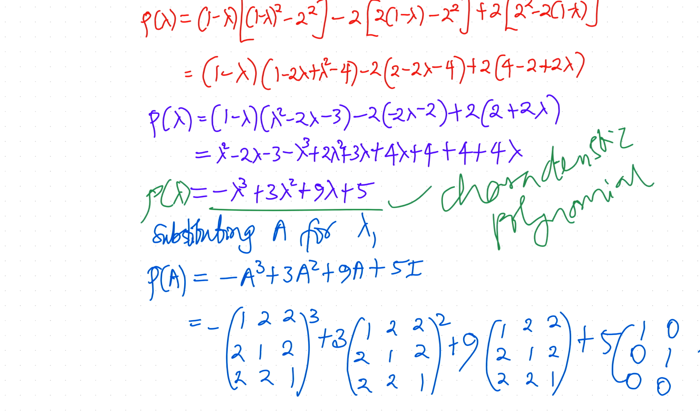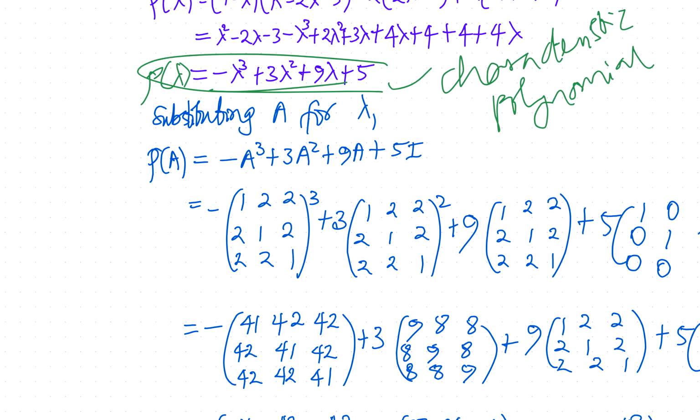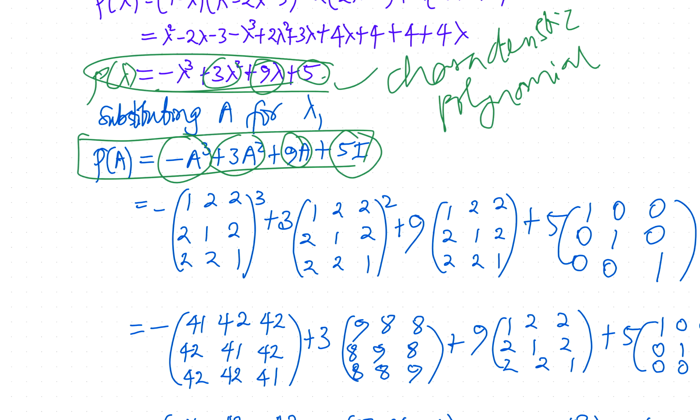So we know that to prove the Cayley-Hamilton theorem, we substitute A for lambda in the characteristic polynomial. So if rho of lambda is this, then rho of A is going to be this: minus lambda cubed, that's minus A cubed, plus 3 lambda squared, that's plus 3A squared, plus 9 lambda, that's 9A, plus 5, which is just a constant. So that'll be 5I because you're now dealing with matrices. So that's the way to make sure everything is a matrix.